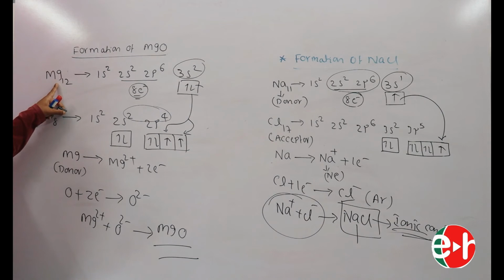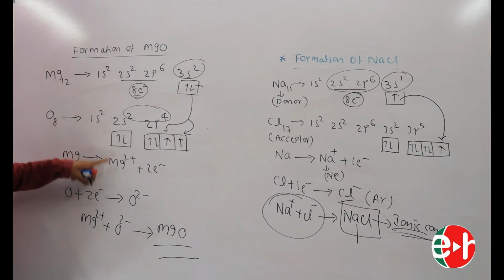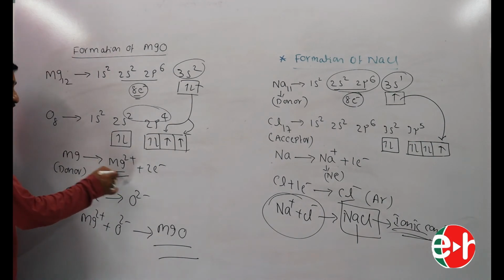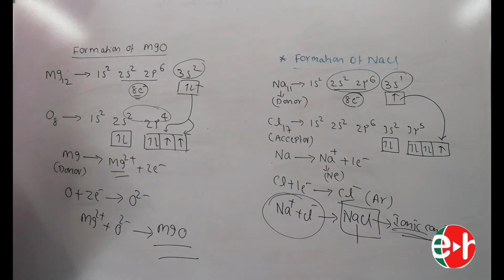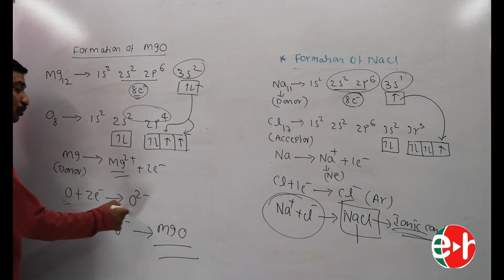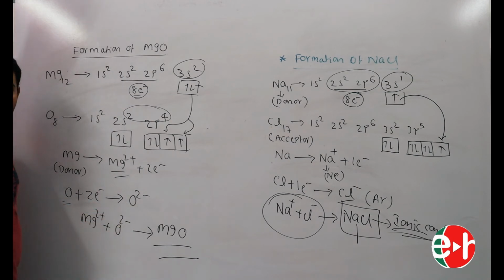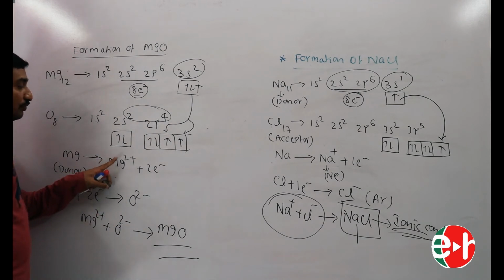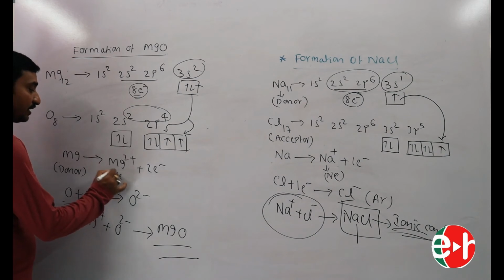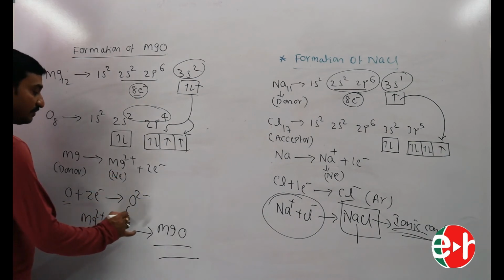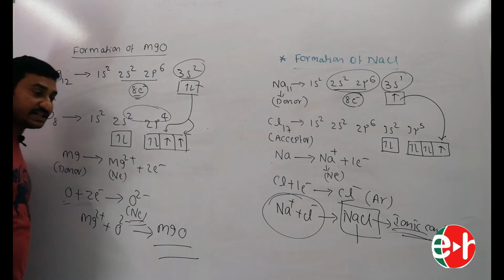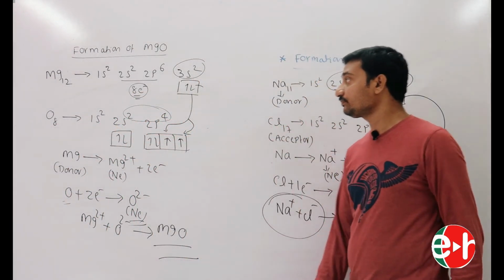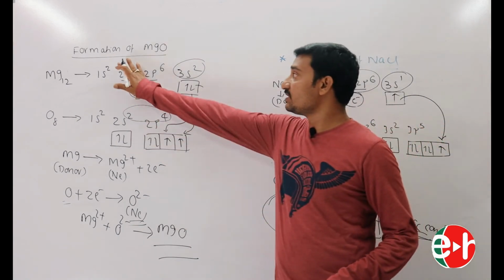So is Mg stable or Mg2 plus stable? Mg2 plus stable, because here the inert gas, that means octet configuration, is present. Okay, is O stable or O2 minus stable? O2 minus stable. Both will get neon configuration. Mg 12 minus 2, 10. 10 means neon configuration. 8 plus 2, 10 means neon configuration. Neon means inert gas. Inert gases are generally stable because they have octet configuration, except helium. Okay, so this is the formation of MgO.